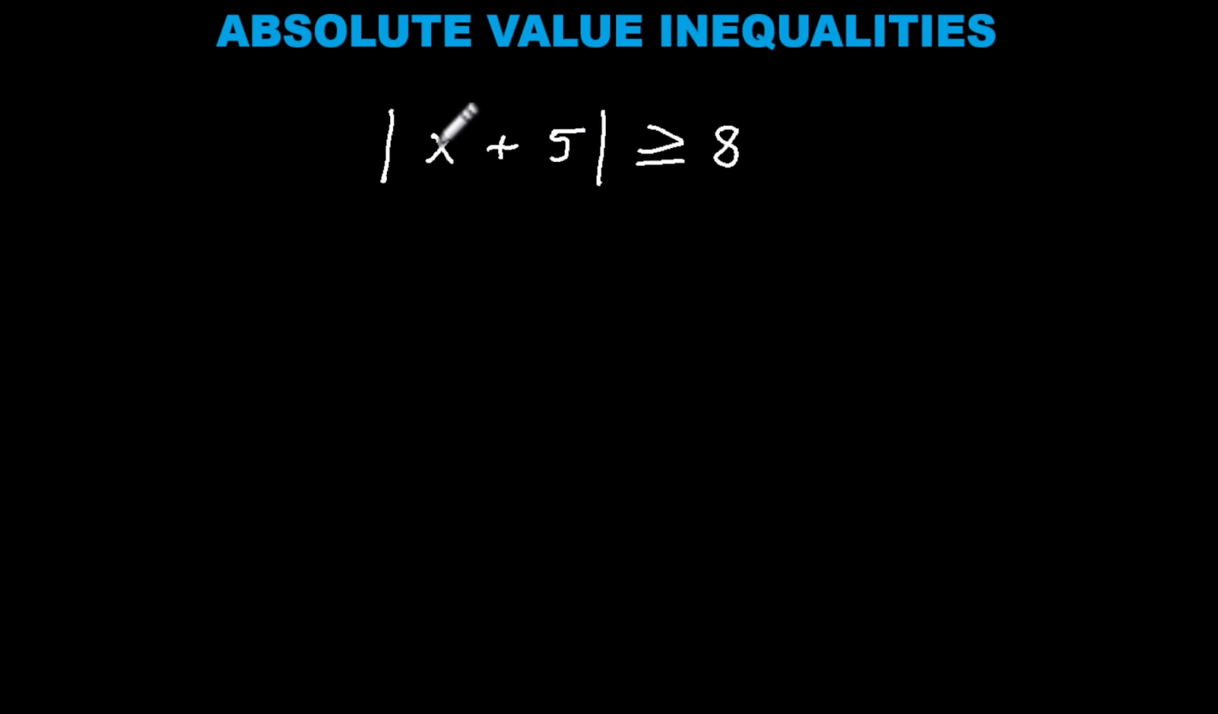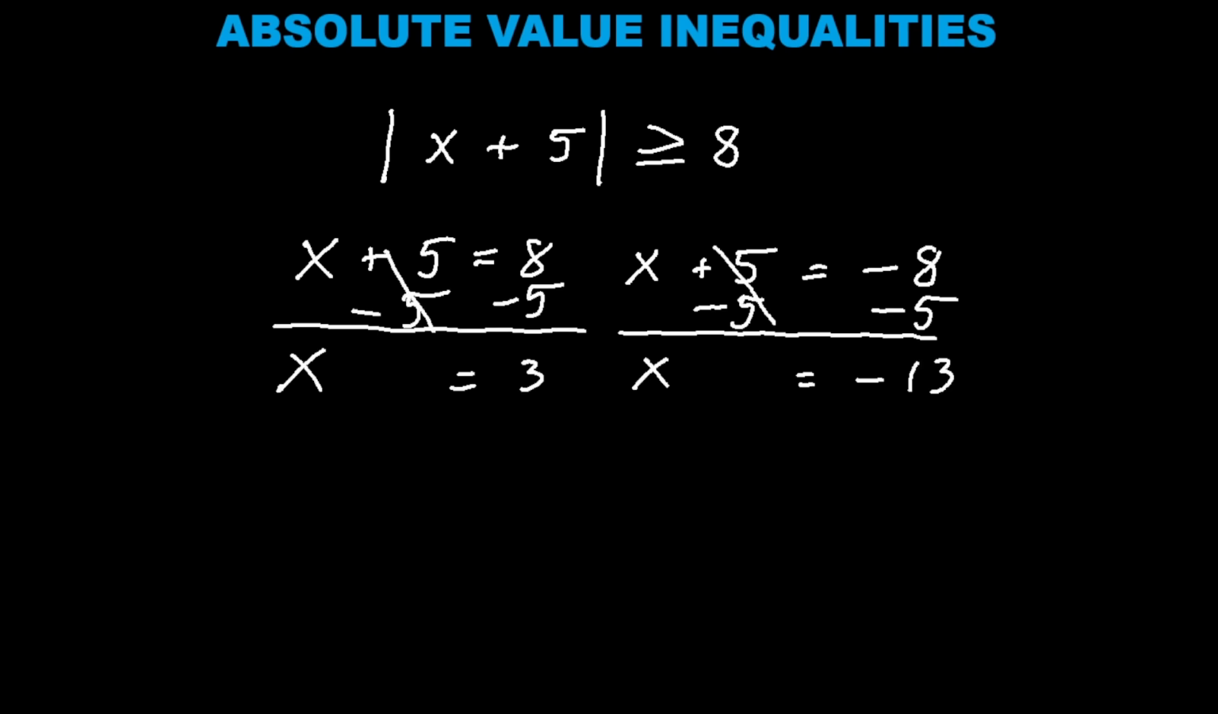I want to find x values that when they're inside the absolute value symbol here, then I have some number plus 5 is greater than or equal to 8. And the way that I solve this is I take what's inside the inequality, x plus 5, and I set it equal to positive 8 and negative 8. And for both of these two equations, I want to subtract 5 from both sides. Once we do that, we get two values, x equals 3 and x equals minus 13.